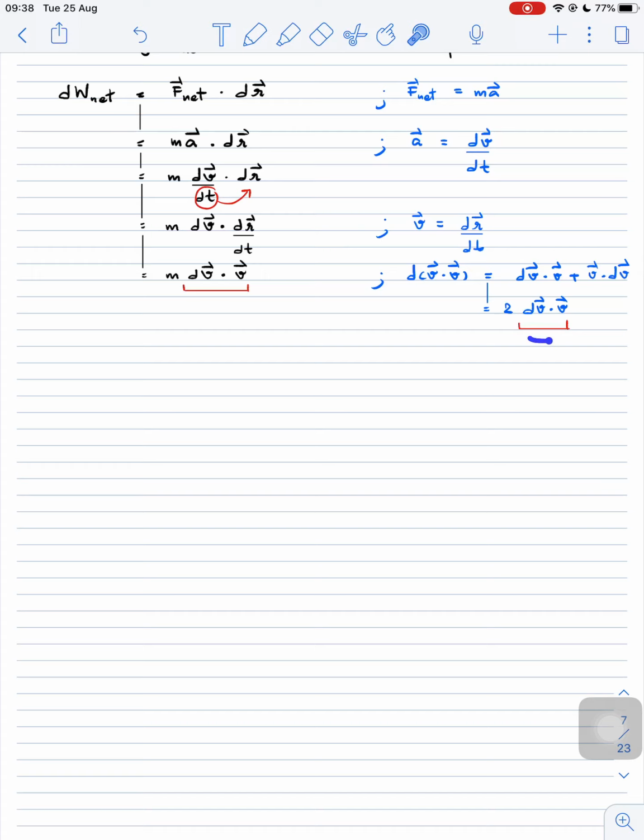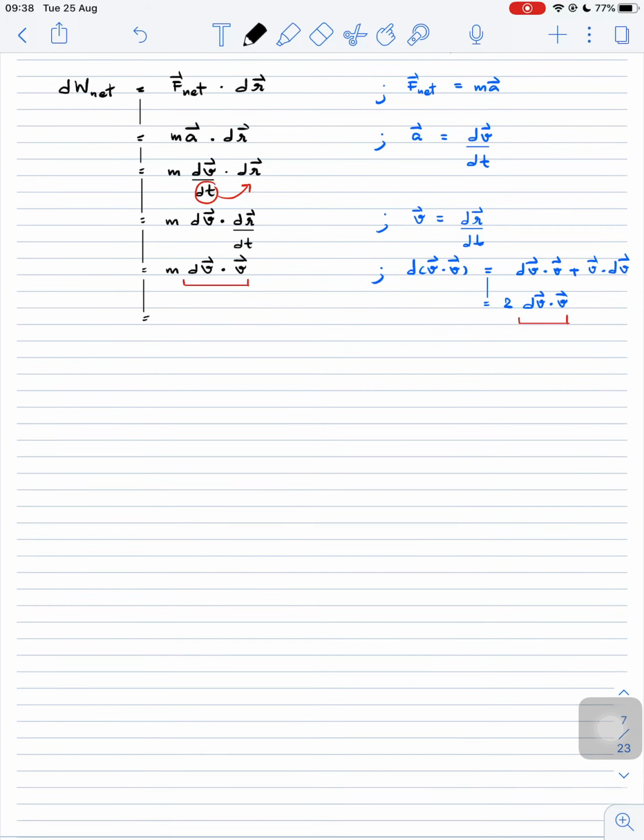Then we can plug this into this equation, and it's going to be equal to 1/2 times m, times the derivative of v dot v.